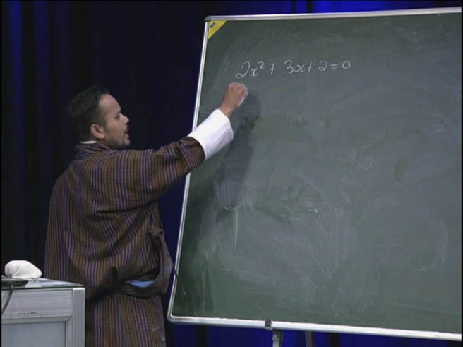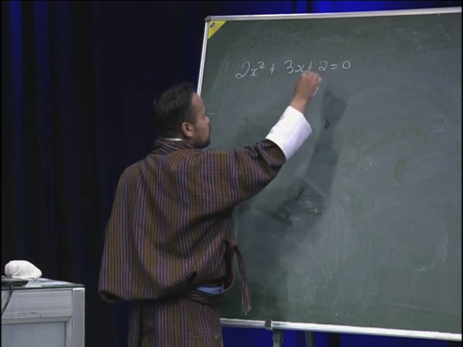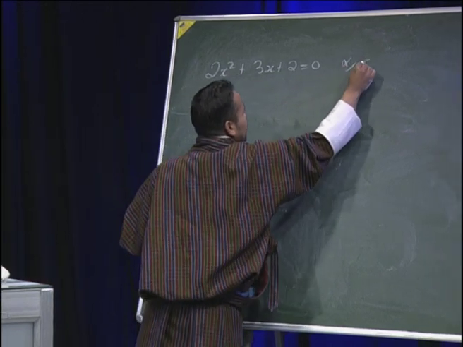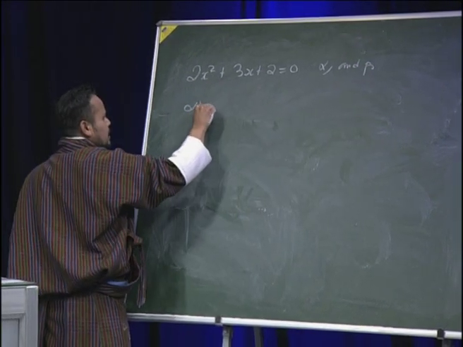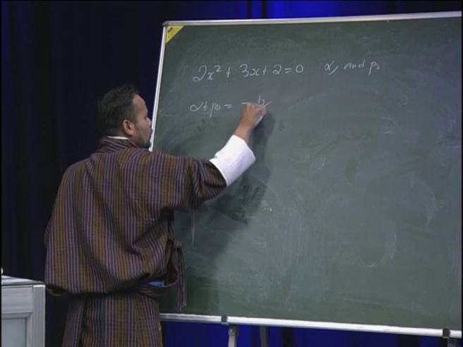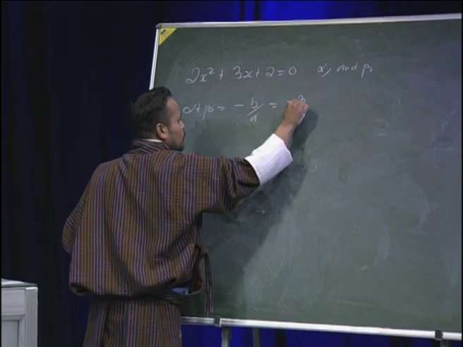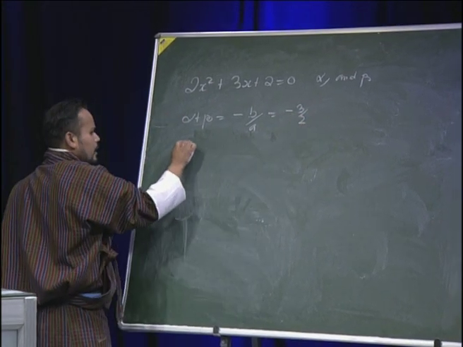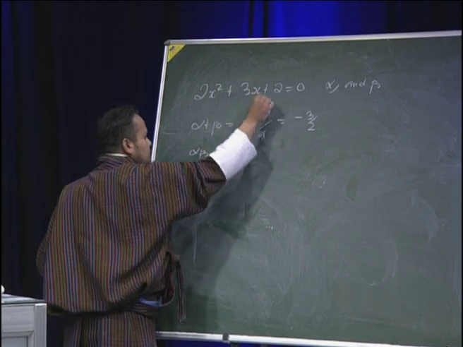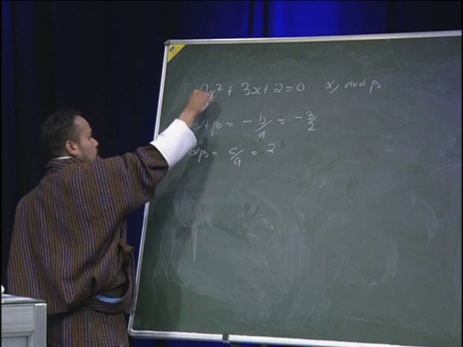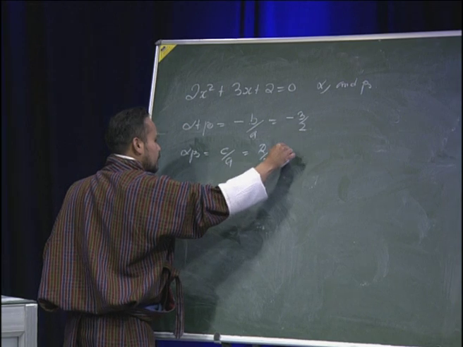Now from this equation I can find the sum and product of roots, because the roots of this equation are alpha and beta. Therefore, alpha plus beta is given by negative b over a. Here b is the coefficient of x, so negative 3 over 2. Alpha times beta will be equal to c over a. C here is the constant term, 2, and a is the coefficient of x squared, 2. When I simplify this, I am going to get 1.